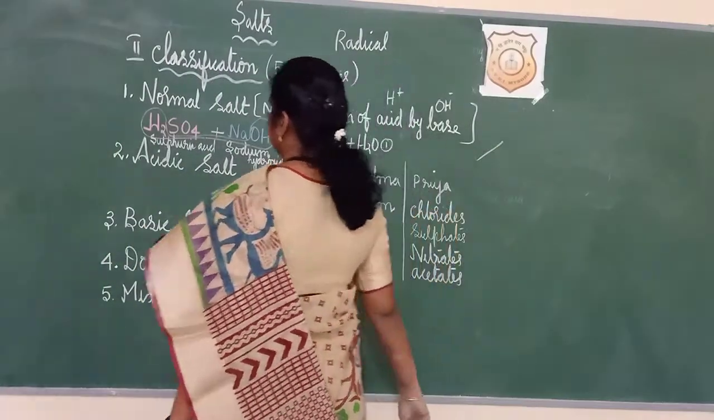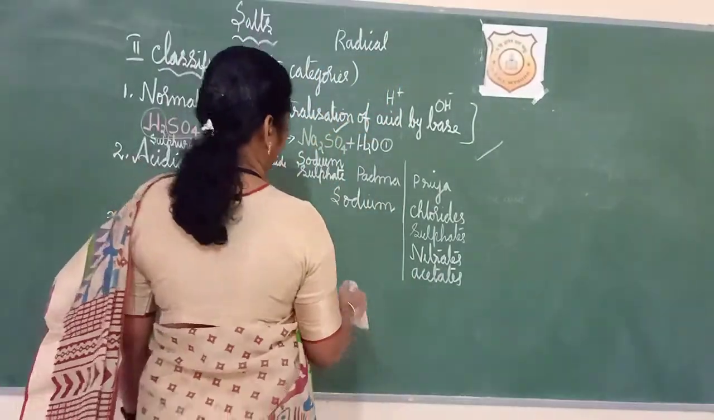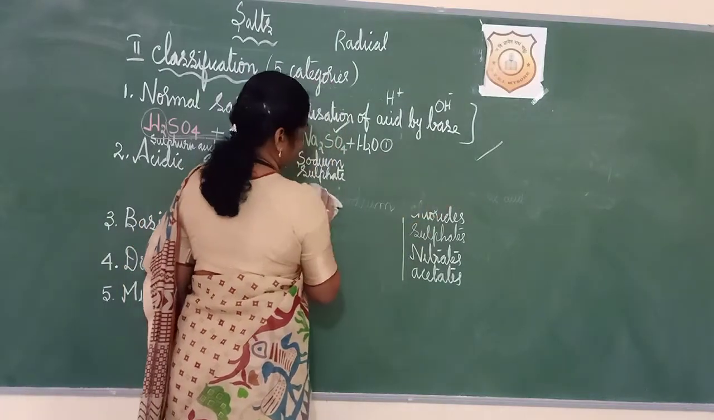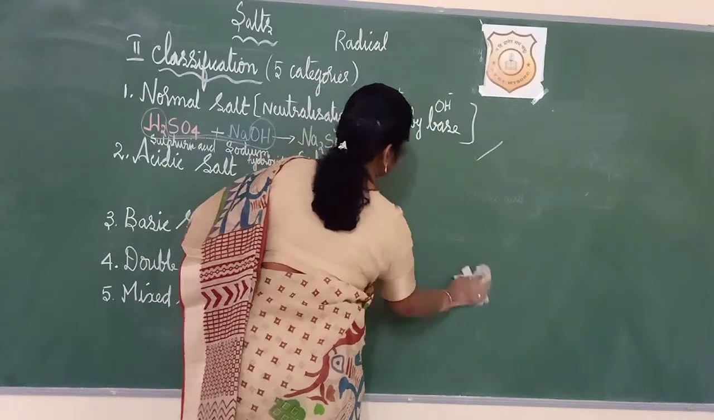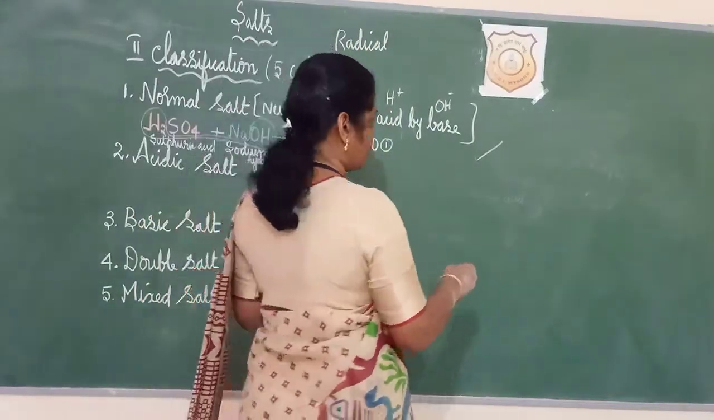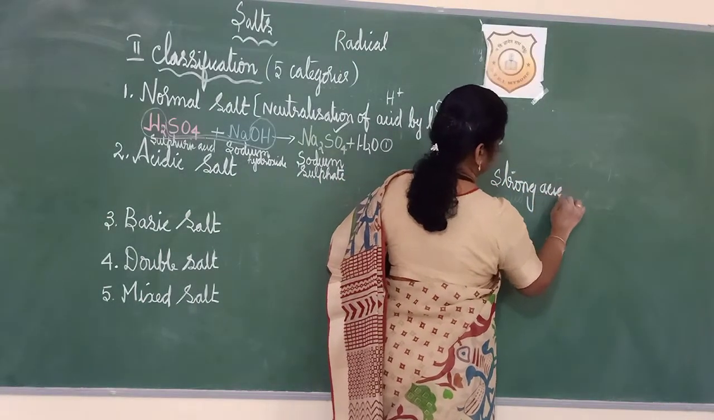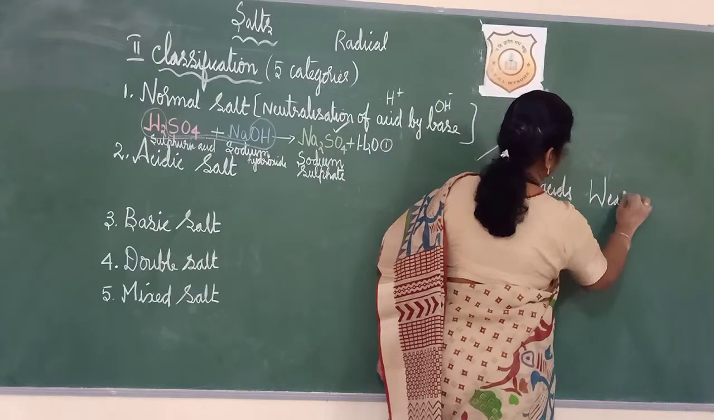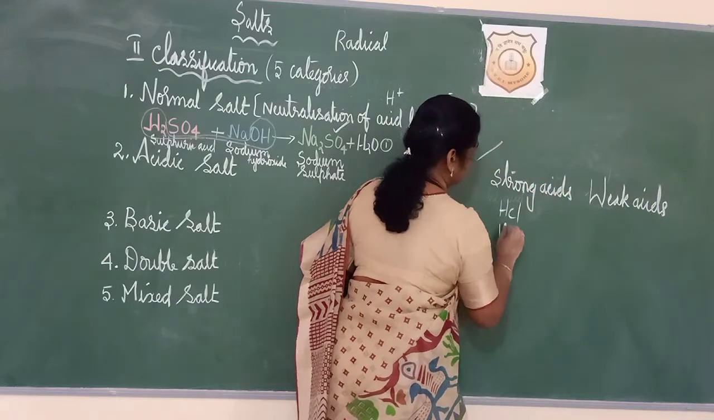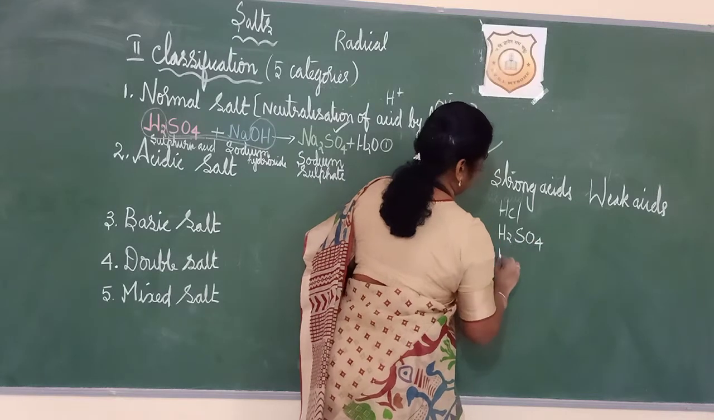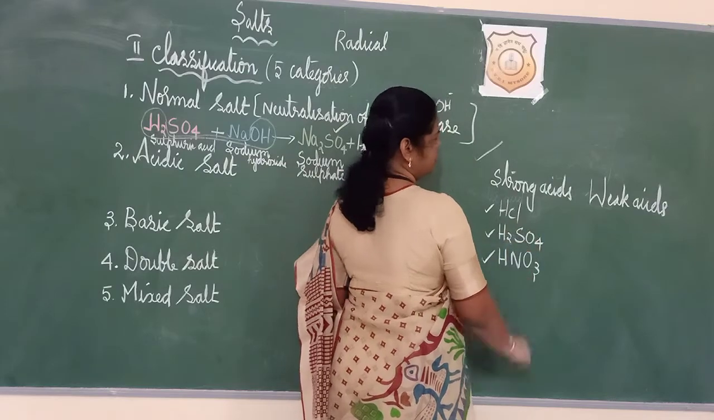Clear, right? The next one is acidic salt. What do you mean by acidic salt? Normal salt is the same as what we have studied. What is acidic salt? By this name, you can understand who is strong: acid is strong. We have studied strong acids and weak acids. What are the strong acids we have studied? Hydrochloric acid, H2SO4, HNO3. These three are strong acids.